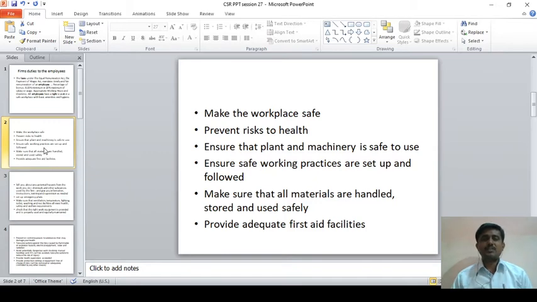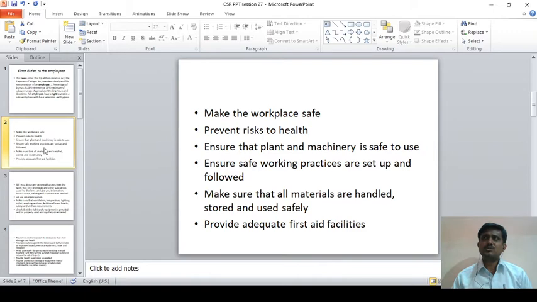Second one is prevent risks to health. If there is any risk, it should be prevented by an organization. In the case of producing any goods or services, that should not harm the health of the employee. And third one is ensure that plant and machinery is safe to use.